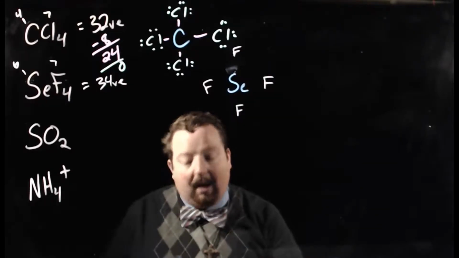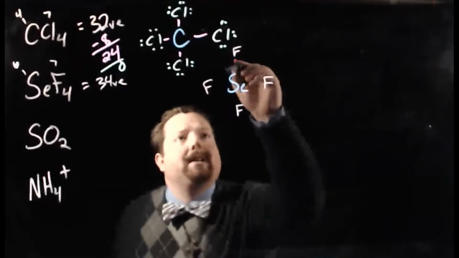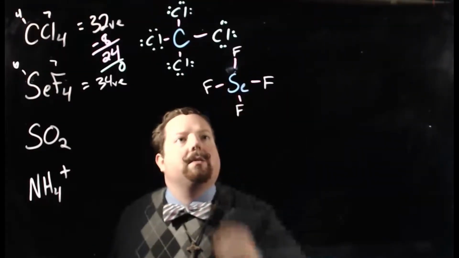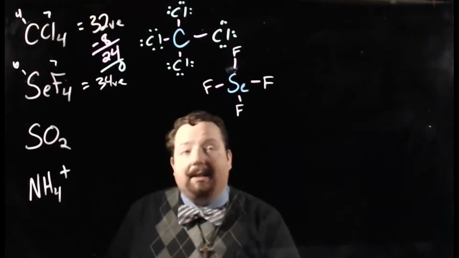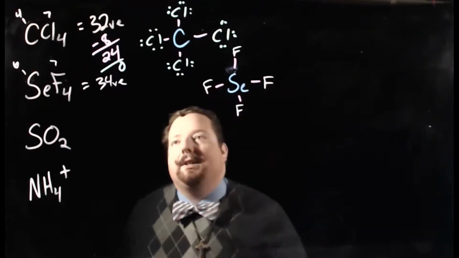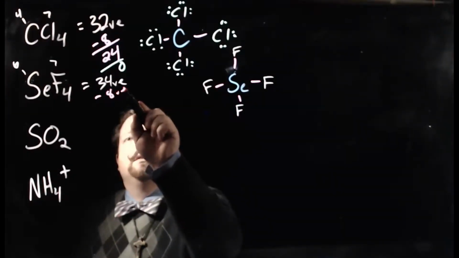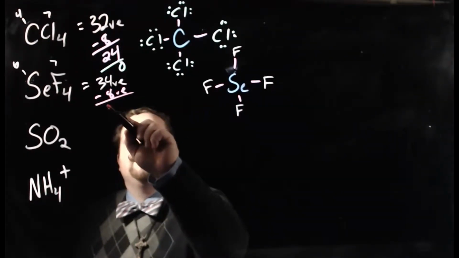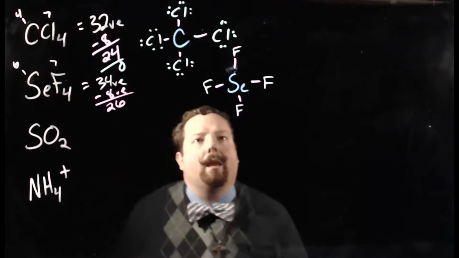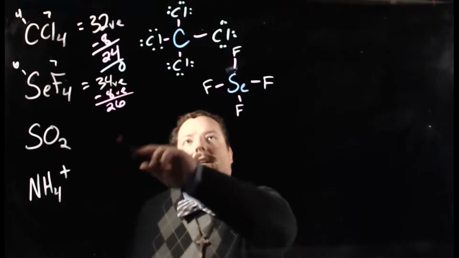Okay, and then you'll draw your bonds. Now subtract your 2, 4, 6, 8 electrons you just used from your total, which gives you 26. Now you come around here and place your remaining 26.